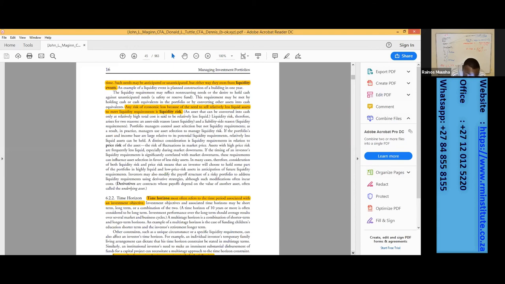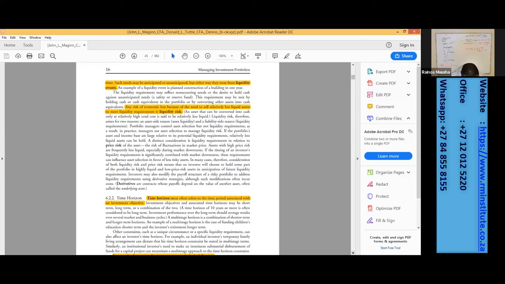And because of this, when they end up selling the investment, they'll struggle to sell this asset at a fair price, mainly because there is less demand for that asset when they are trying to sell it. So this is basically where the liquidity risk comes in as well.